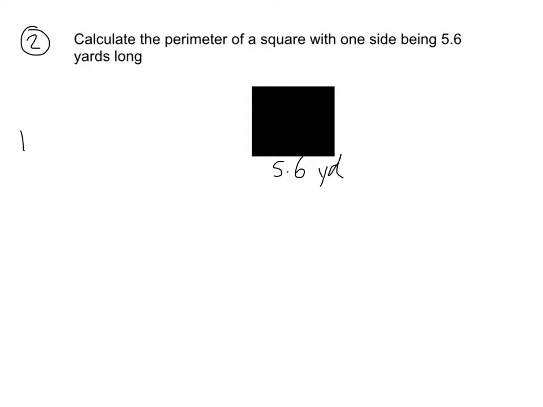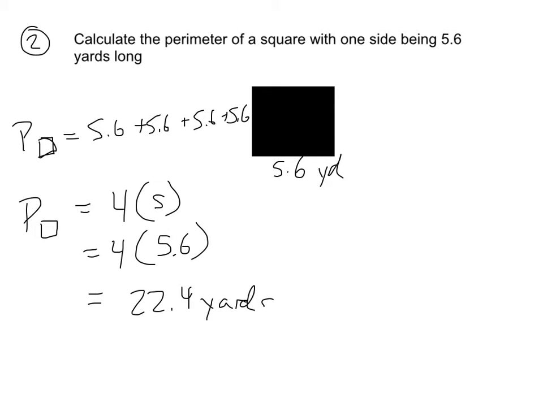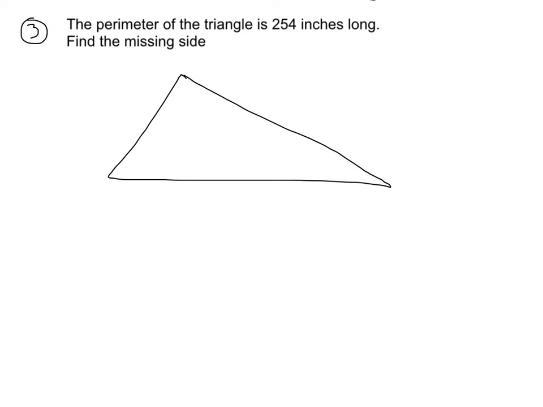There are two ways you can do it. Perimeter of a square, you can do 5.6 plus 5.6 plus 5.6 plus 5.6. However, with a square, we could develop a new formula for perimeter of a square. We could say 4 times the length of one side. In this case, it'd be 4 times 5.6, and that would get you 22.4. Now we're talking about yards, but is it yards squared, cubed? That's just plain yards. It's like if I took a yardstick and went around the outside of the square, I would get a cumulative 22.4 yards.